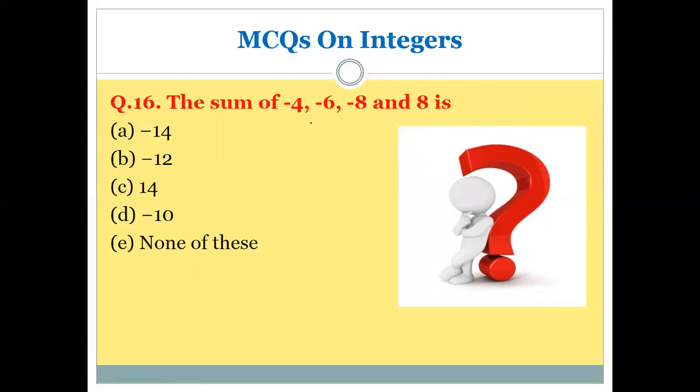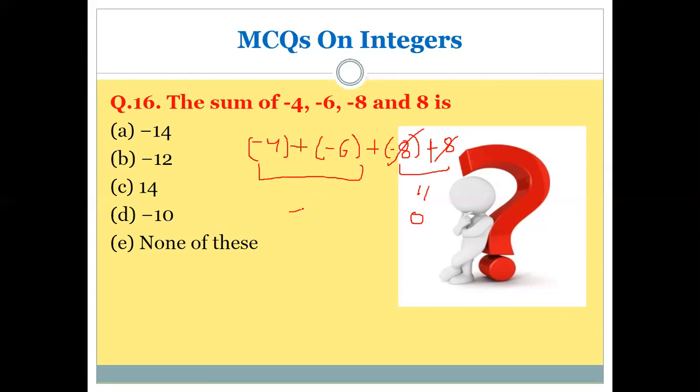Next we have the sum of minus 4, minus 6, minus 8 and 8. We have three negative integers and 8 is positive. If I write it in addition form, minus 4 plus minus 6, and then plus minus 8, and then plus 8. So plus 8 and minus 8 cancel each other and it becomes 0. Now we have minus 4 plus minus 6, two negative integers added together. The result is always negative. So the correct option is D.